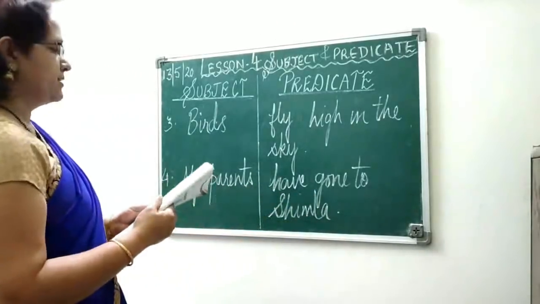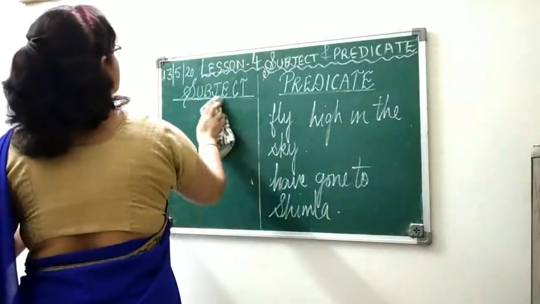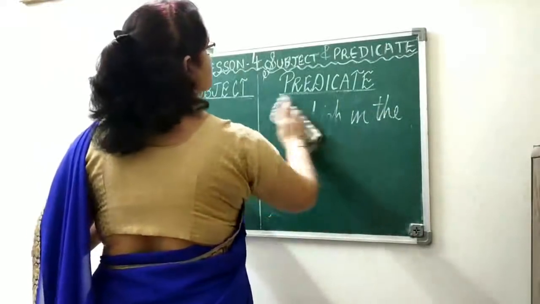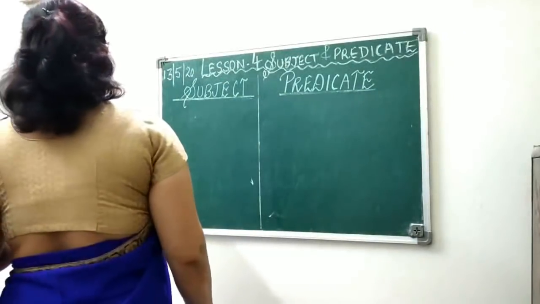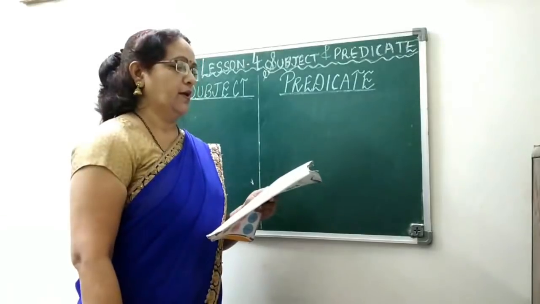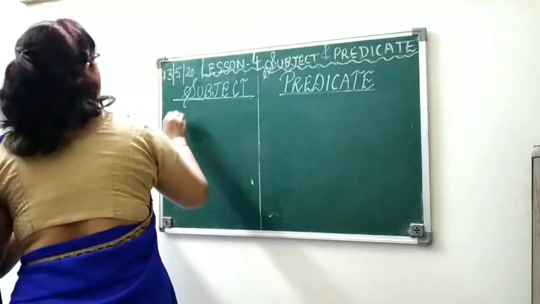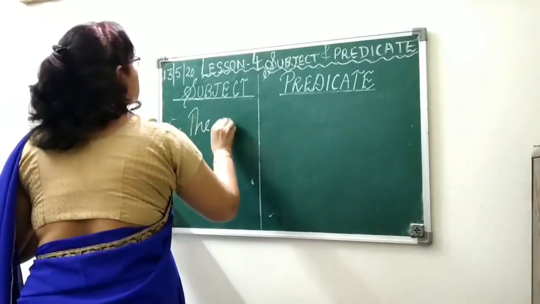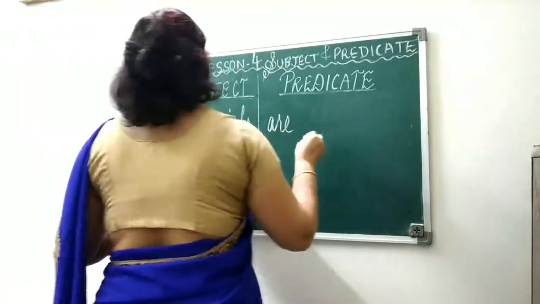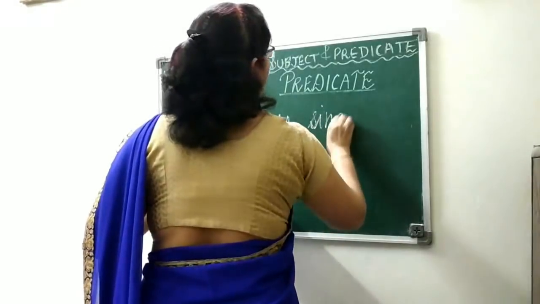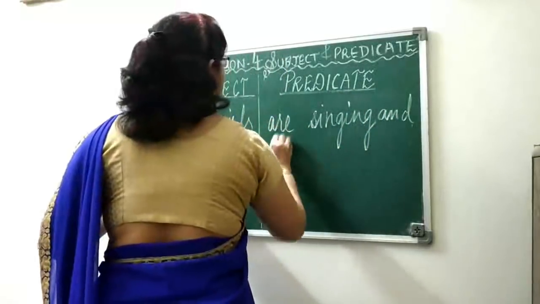Okay, children. Now let's see the fifth one. The girls are singing and dancing. Now, which one is the subject here? The girls. The girls is a subject and are singing and dancing is the predicate.